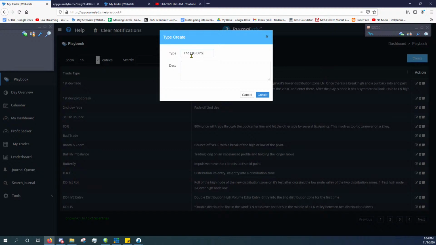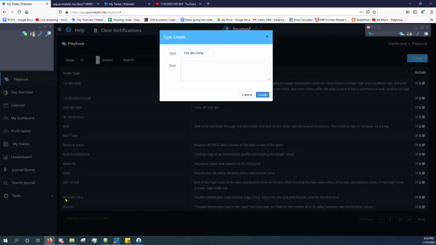Make sure you don't give your playbook names these weird technical names like load node, switcheroo, or bounce to bounce. You can kind of see how I did some of that in here, like first deviation fade, second 80%er. That's a good name. Bad trade, that's a great name. Boom and zoom, bullish imbalance, butterfly.